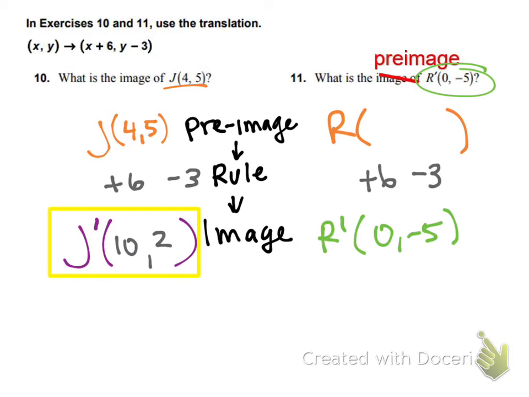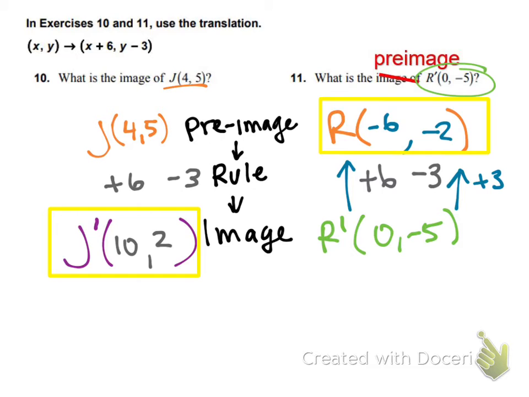Because something plus 6 made 0, right? So what plus 6 makes 0? Negative 6. So to go the opposite direction, you do the opposite. So 0 minus 6 makes negative 6. And then what minus 3 makes minus 5? Negative 2. Good. And again, you could always go the opposite direction and think in your head you add 3, you get negative 2. But that is your pre-image, which completes 4.1. Questions about this one? Okay, go to 4.2.